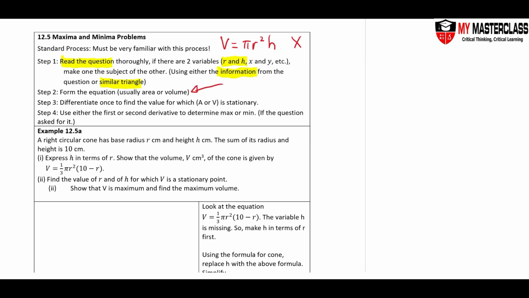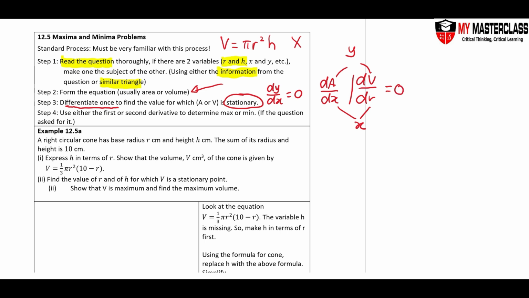They will tell you what equation to form. If you cannot form the equation, then just take the equation and continue. Differentiate once to find the stationary point, because for a stationary point dy/dx equals 0. But in the case of area and volume, you are talking about dA/dx, or maybe dV/dr. The A and the V are usually the y, and the x and the r or the h are usually the x values. Equate to 0 and find out what x is.